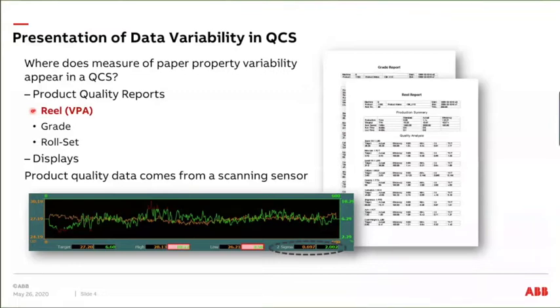So it is time-based, in the sense that the variability that we look at on a reel report is at every reel turn-up. So we're looking at that jumbo reel and quantifying that variability. Whether you're running a grade, or have a roll set report or a roll set display, there are other variability measures there also for you to look at.